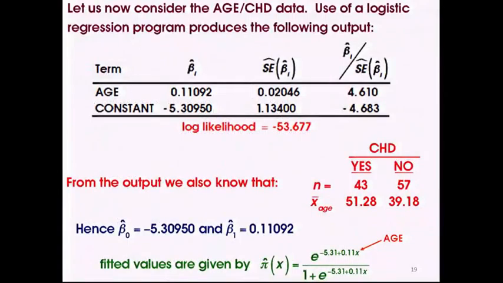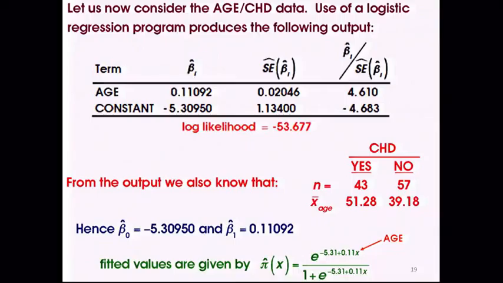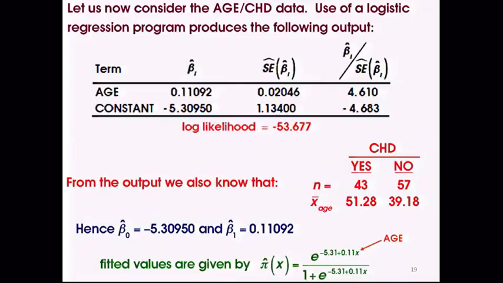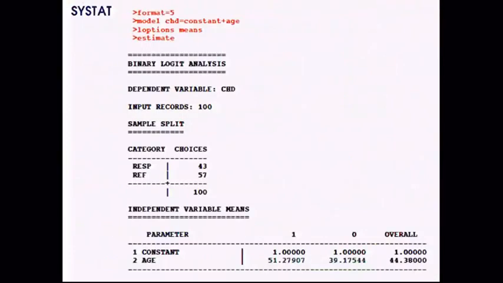Okay, welcome back. So now let's consider again the CHD and age data, and we're going to use logistic regression to produce estimates of the coefficients for the logistic regression model. Now, in this course I'm always going to show you the stat output, but I'm going to show you one additional program in this section because it's going to be helpful to us next week when we are learning how to test for the significance of coefficients in the logistic regression model. That's a program called SysStat.